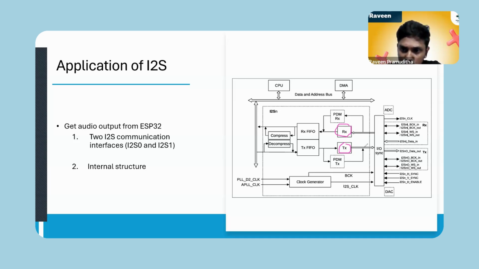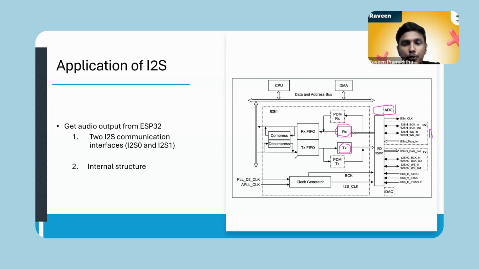So if we want to get input from the microphone, recording something, we can use this ADC for getting inputs. If we input the microphone signals here, the ADC converts the analog signals to digital, and through the RX side we can get them into the CPU. We can directly access the memory using the DMA controller in the ESP32.